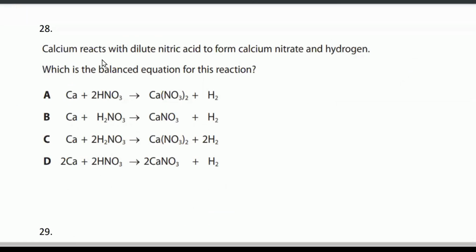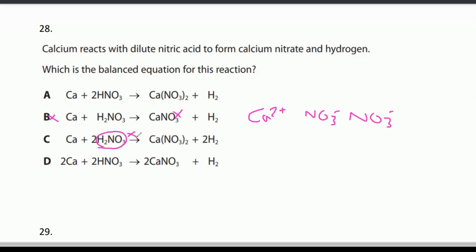Right, 28. Calcium reacts with dilute nitric acid to form calcium nitrate and hydrogen. What's the correct balanced equation for this? So again, just check the formulas and you'll get most of these right. So we can see here that calcium nitrate in B, that's the incorrect formula. Calcium's a 2 plus ion, so it needs to join with 2 NO3 minuses, so B is incorrect.